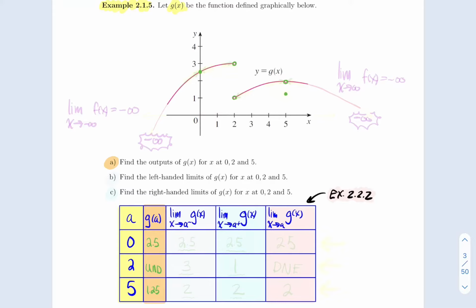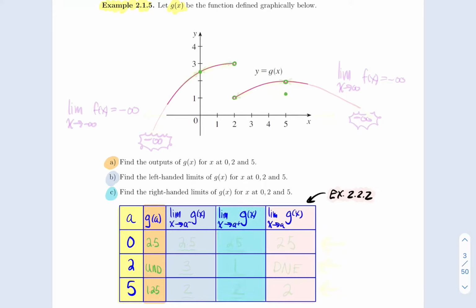Now the new stuff. Let's compute the left limit, and we'll do the right limit at the same time. Here I've created a column for the left limit, and then a column for the right.